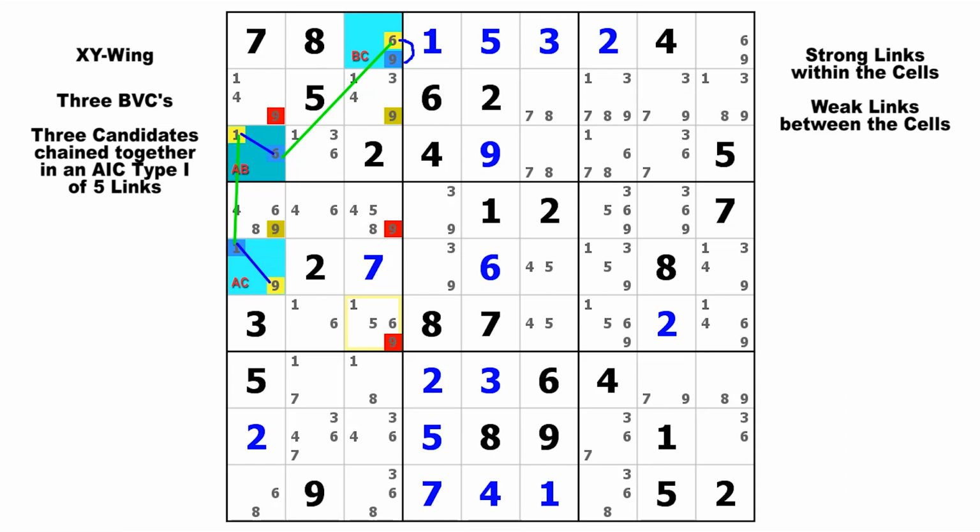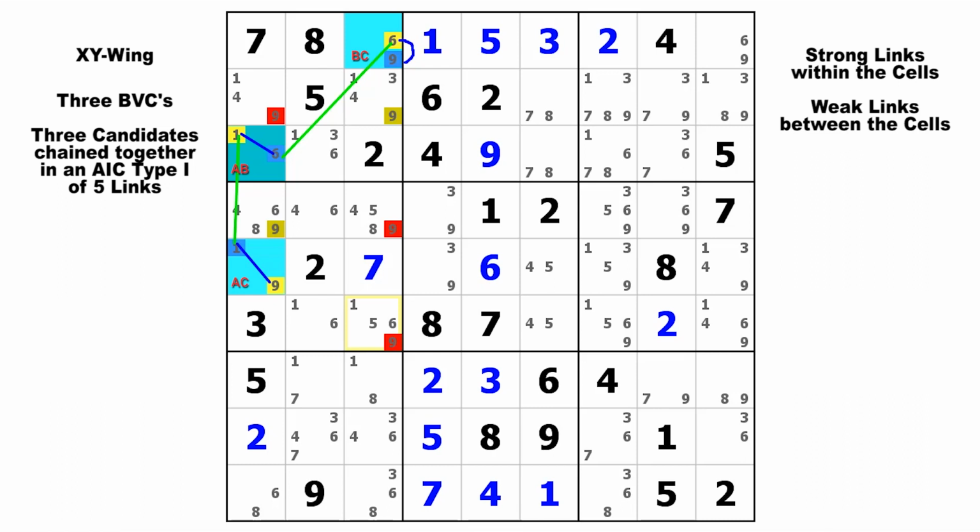The weak links can be either weak or strong because we know that a strong link can act as a weak link. So you don't even need to test those weak links. As long as the 2 by-value cells can see each other, i.e. as long as they are in the same house, it doesn't matter if there are other instances of the linked candidate in that house or not. So there's your XY wing.